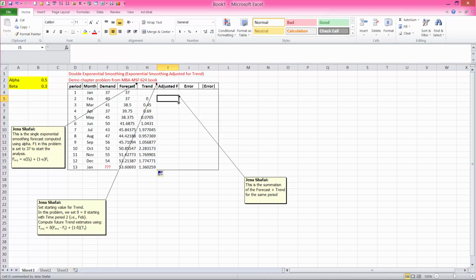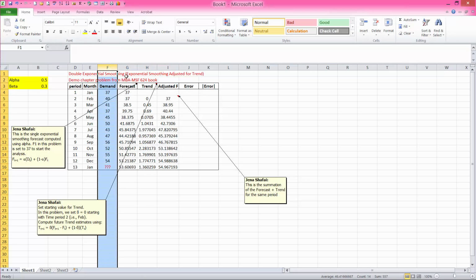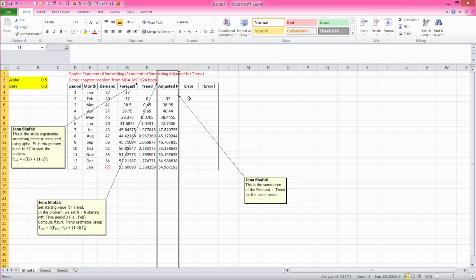The adjusted forecast equals the summation of the single exponential forecast plus the trend. So now I can copy that down. If you are in MBA MSF 624, you can check these results against what's in your book in that demonstration problem. Now, we can use this demand column and this adjusted forecast column to compute error and forecast accuracy.